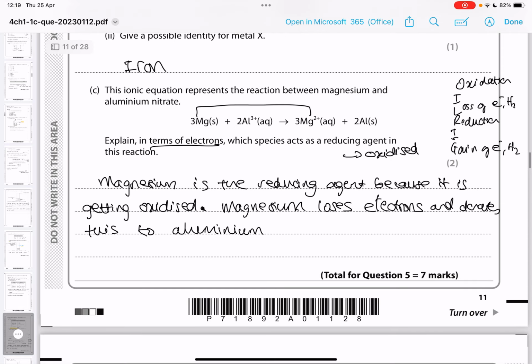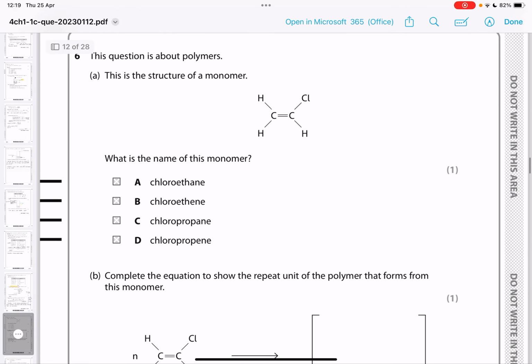Okay, cool. Next question. This question is about polymers. This is the structure of a monomer. What is the name of this monomer? Now, as you can see, there's a double bond, so it's going to be an alkene. It can't be chloroethane, so it's not A, and it can't be C either. And there's only 2 carbons, so propene has 3 carbons, so it can't be D. It must be chloroethene. It's chloro because of the Cl, and then ethene because it's an alkene with 2 carbons.